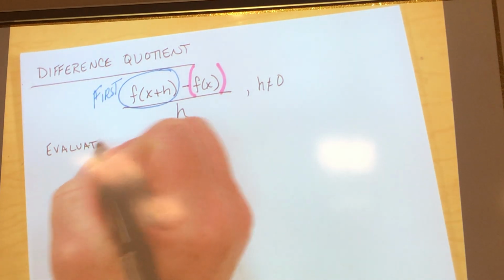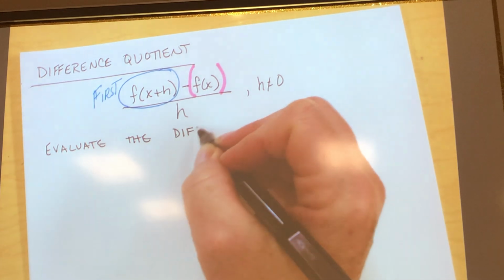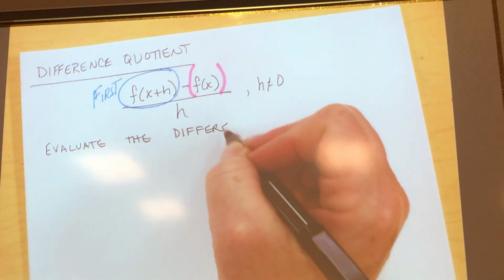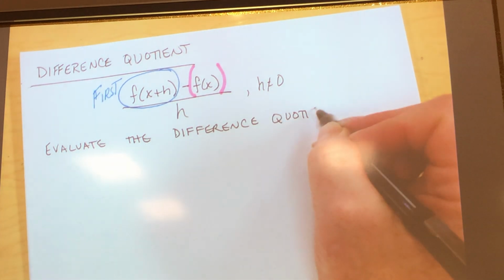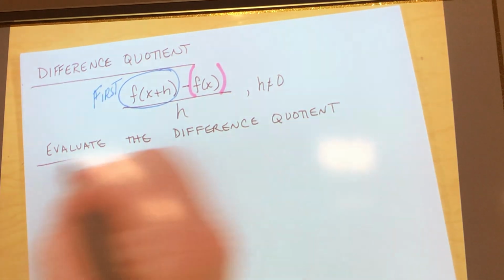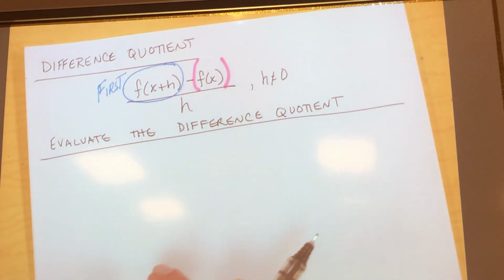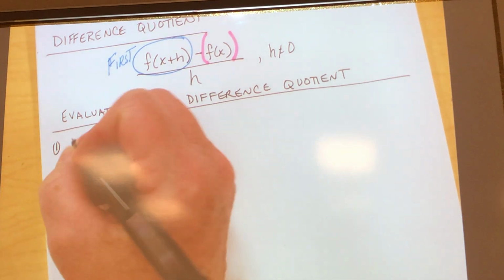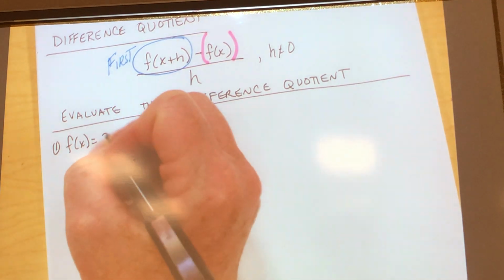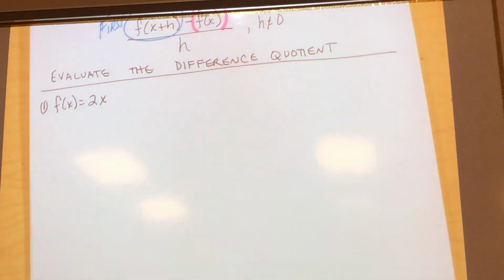Evaluate the difference quotient. Is that an H? Yes, that's an H. Alright. Okay, evaluate the difference quotient. So here's my first problem. f of x is equal to 2x. Okay, they're gonna give you f of x, and then they're gonna say, evaluate the difference quotient.